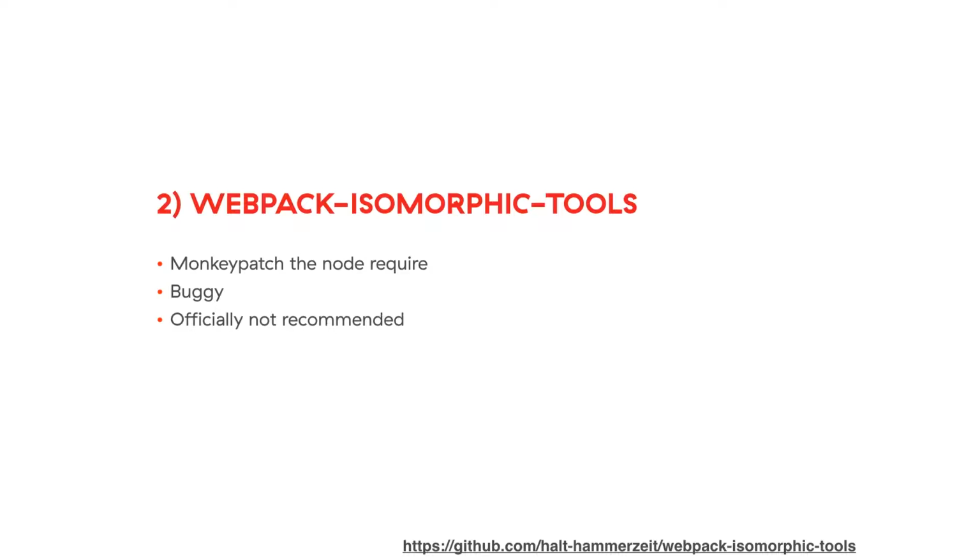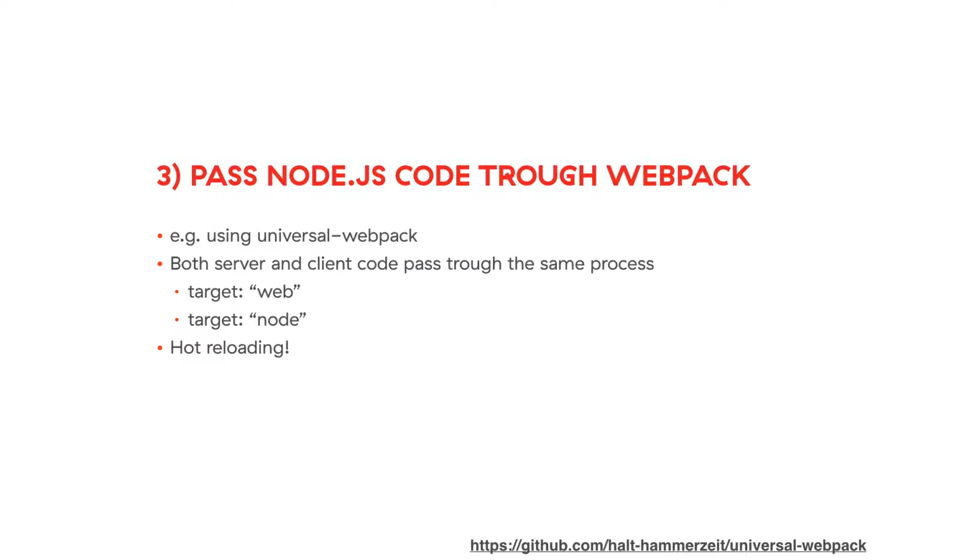And that way, when you call the require, it would actually pass through Webpack. And you can do this, for instance, with the Webpack isomorphic tools plugin. But, well, you shouldn't, because first, it's really buggy. And second, it's not officially recommended. Well, for the same reason, actually. The third approach is much better.